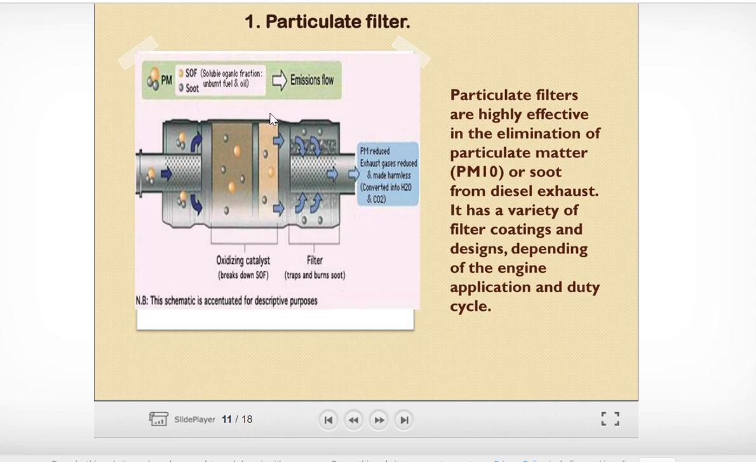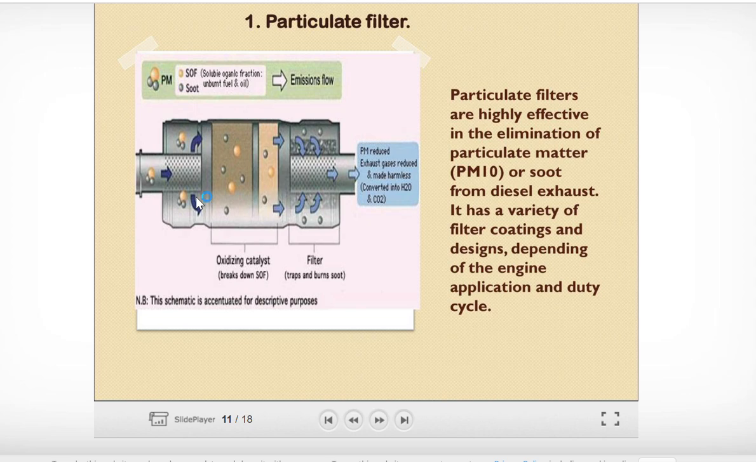So the oxidizing catalyst is targeting the soluble organic fraction of unburned fuel and oil, and tries to oxidize it. This kind of filter is fitted downstream after the catalytic converter, and its aim is to trap the soot that comes from the diesel engine.